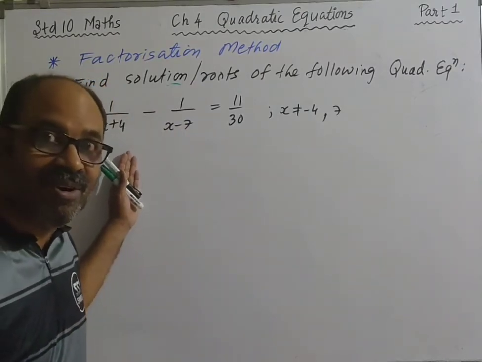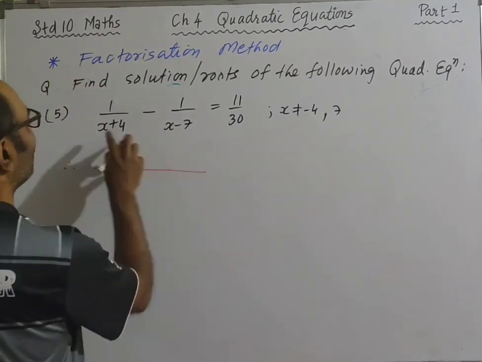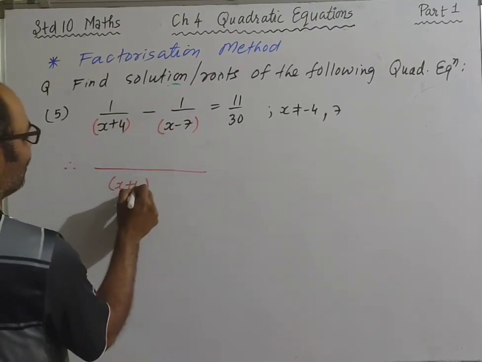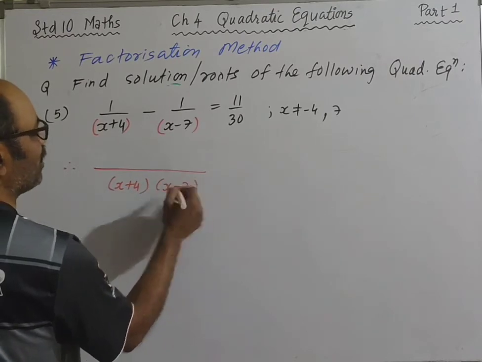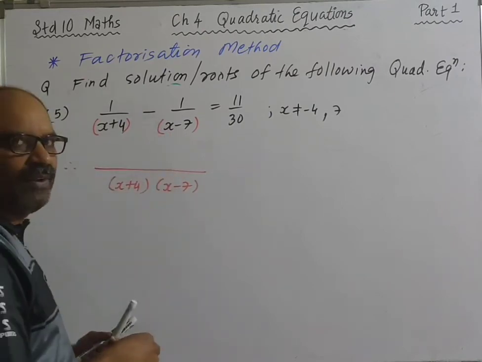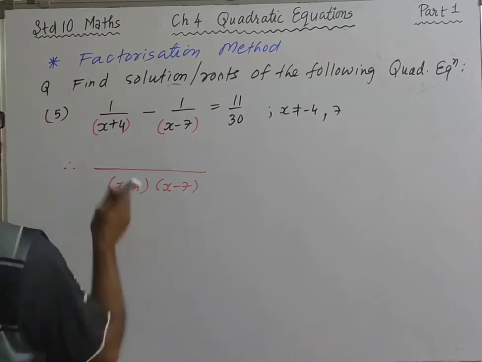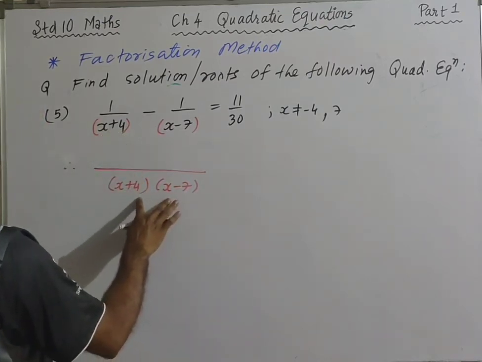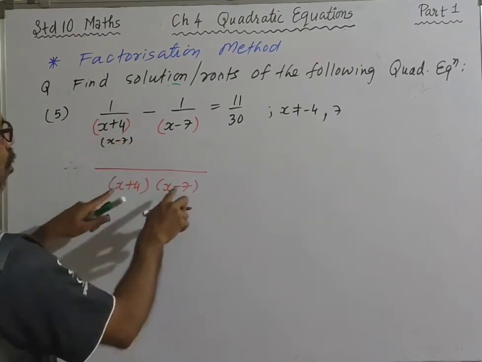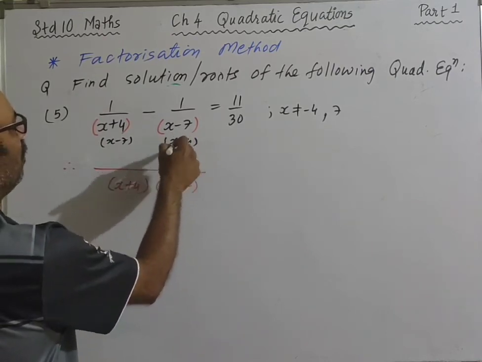This also doesn't look like a quadratic equation, so we'll have to simplify. All right, the LCM of the denominators: the product of these two binomials is the LCM, x plus 4 into x minus 7, that will be the LCM. Since no factors can be taken out and there is no common factor, we go on. From the LCM, here x plus 4 is there, so multiplied by x minus 7, and here x minus 7 is available, so what is left out is x plus 4.